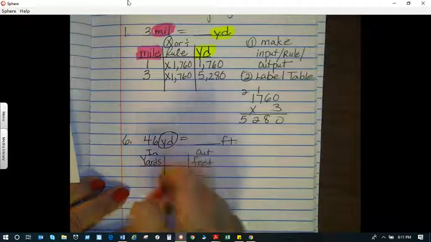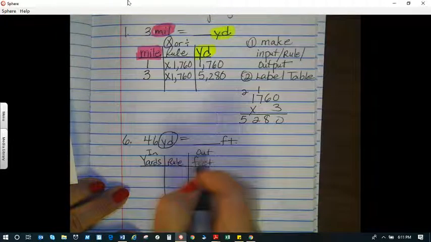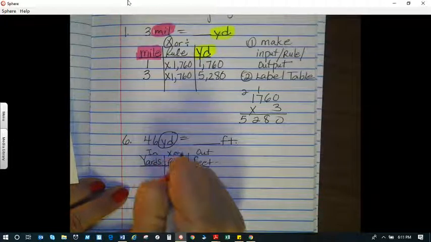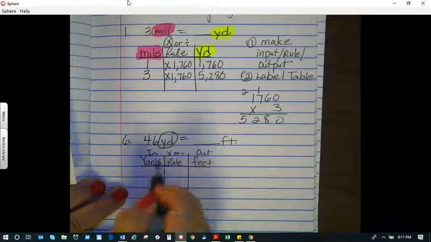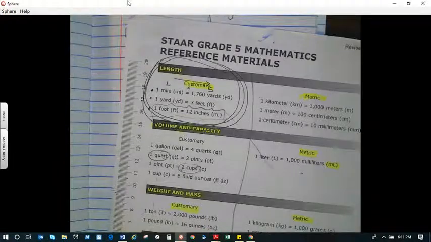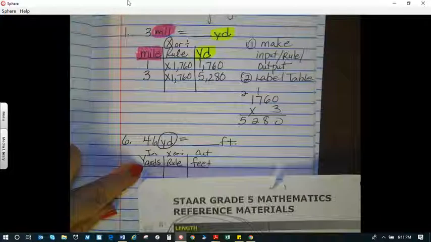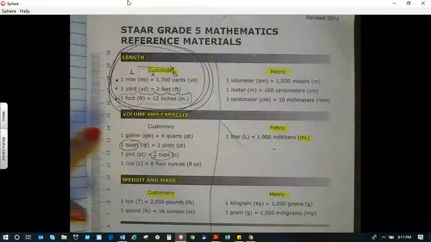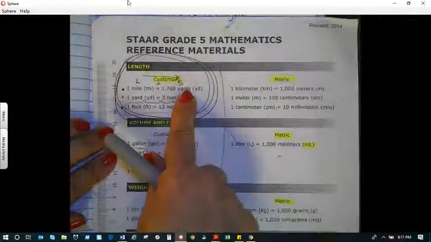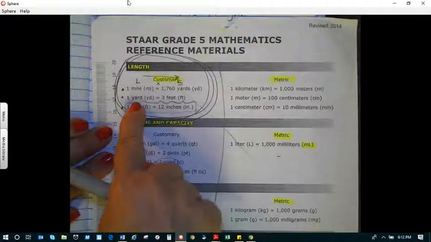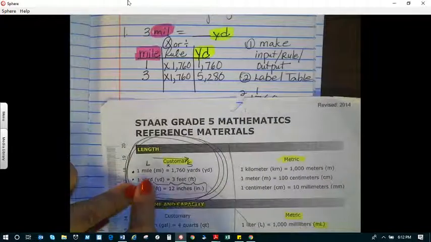What's my rule? How is that going to happen? What changes it? Do I multiply or divide? Well, I'm going to look at my handy-dandy reference sheet, which is going to be on STAAR, which is going to be used because all the information is on here. And again, I don't have to memorize anything. Everything is already here. So I'm going to find the one that has yards to feet. So coming over here, well, this is miles to yards. Don't need that. I need yards to feet. That's what I need. So I know I'm going to take my 1 yard equals 3 feet.